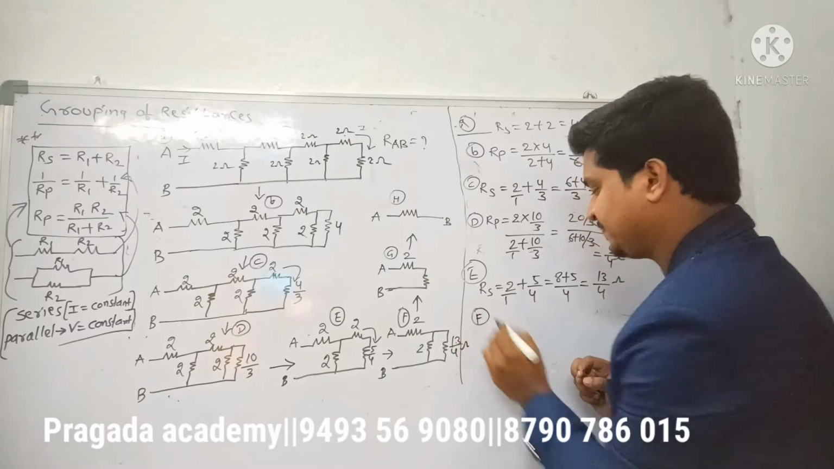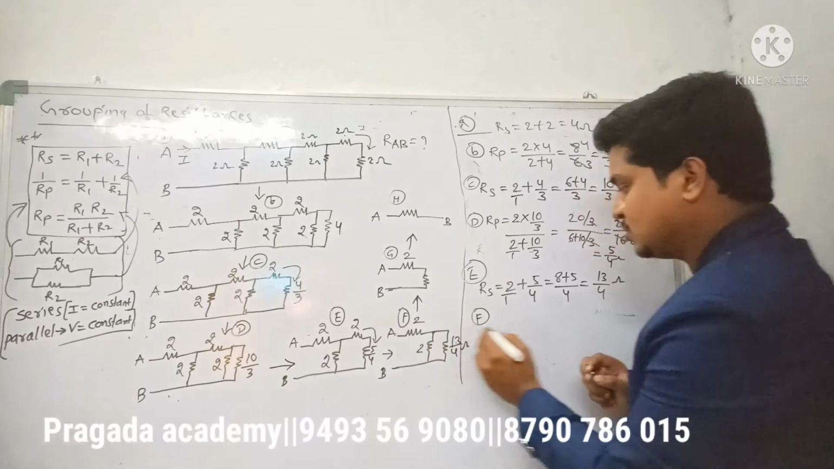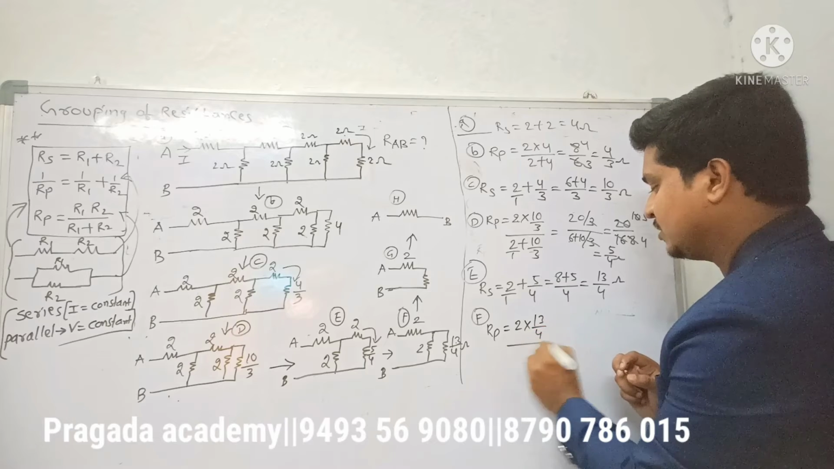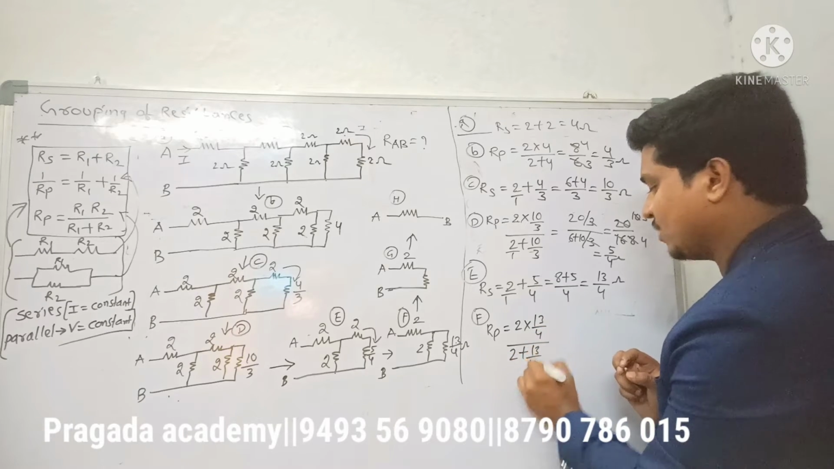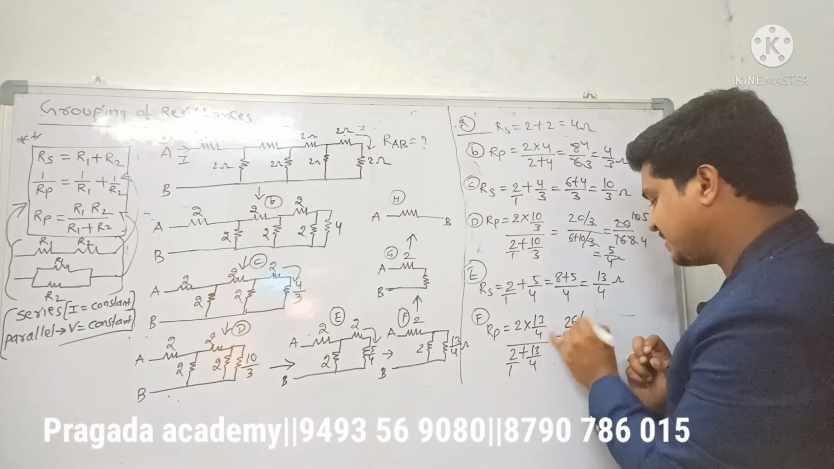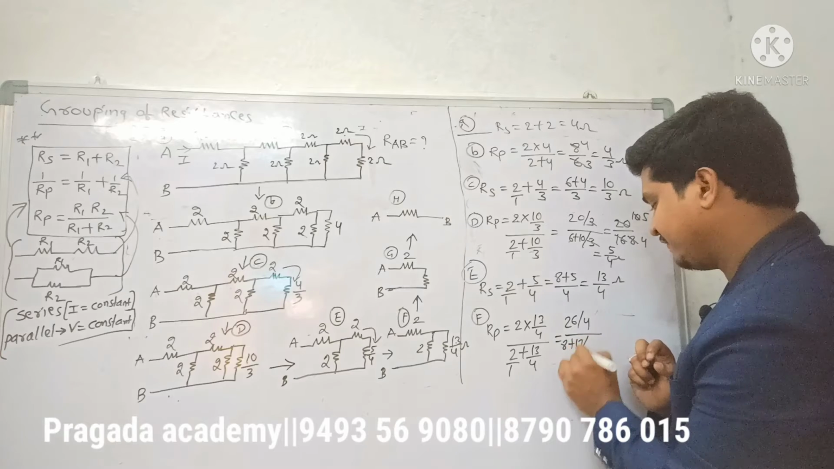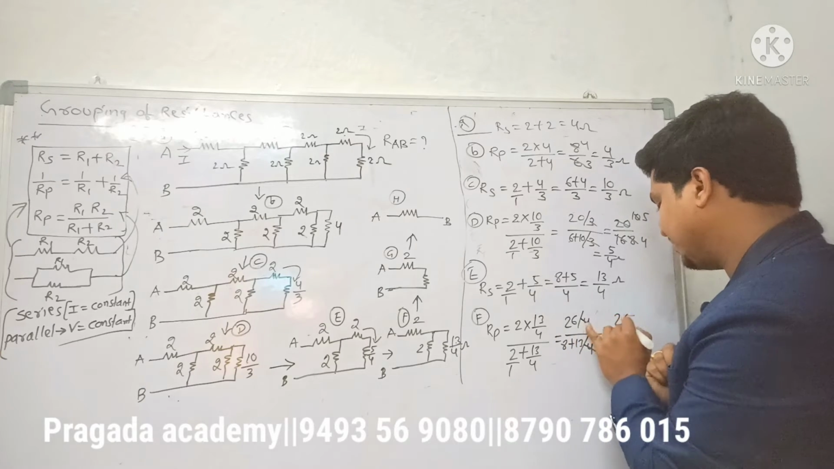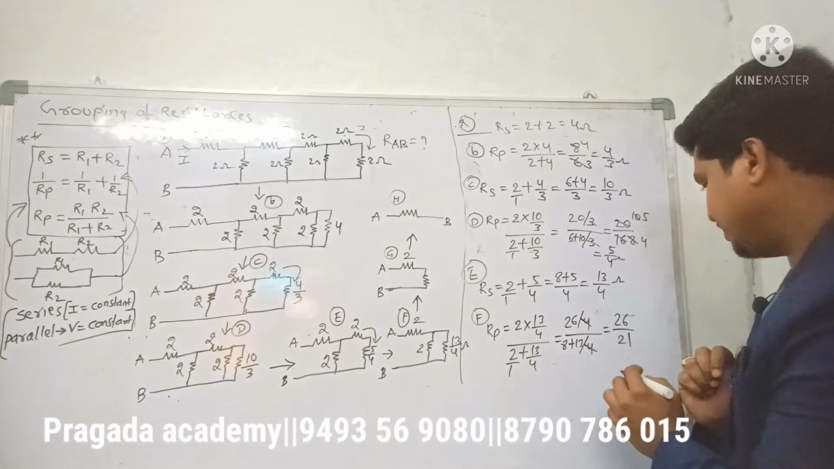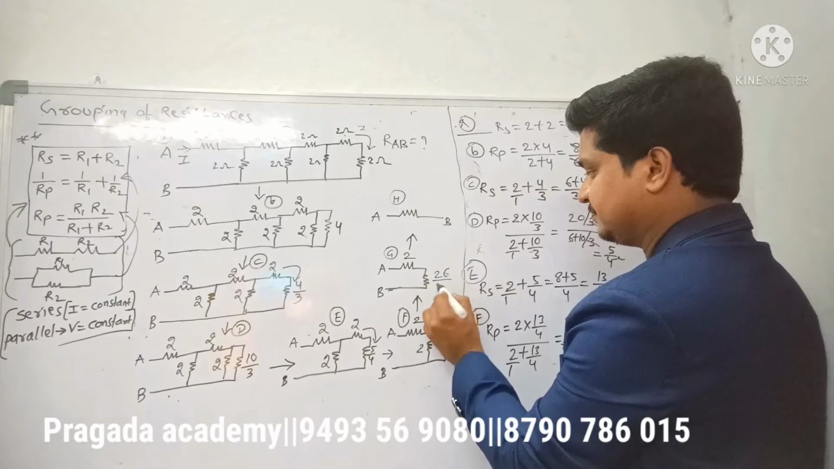So at step F, 13 by 4 and 2 are in parallel. Current is dividing for these two, so you can apply the parallel combination. RP is equal to 2 into 13 by 4 by 2 plus 13 by 4, R1 into R2 by R1 plus R2. So here 2 into 13, 26 by 4, by here 4 2s are 8 plus 13 by 4. The 4s cancel. 26 by 8 plus 13, how much? 21. So here 26 by 21 you can write in the next step.